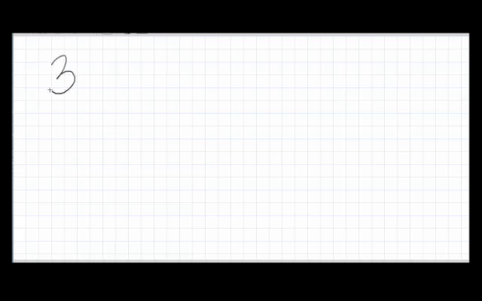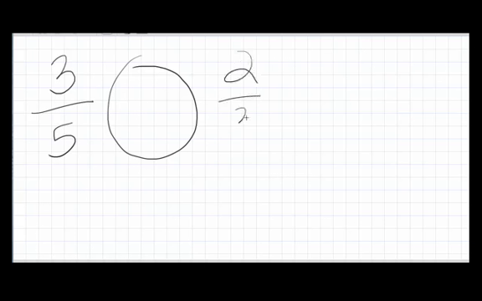If we look at 3/5, we want to compare that to 2/3. Since we're dealing in fifths and thirds, that's tough to do, so we need to create a common fraction to compare these together. And so we're going to look at fifths and thirds, and we're going to come up with the least common denominator. So I'm going to write 15 down here because that's the smallest number that both 3 and 5 go into evenly.